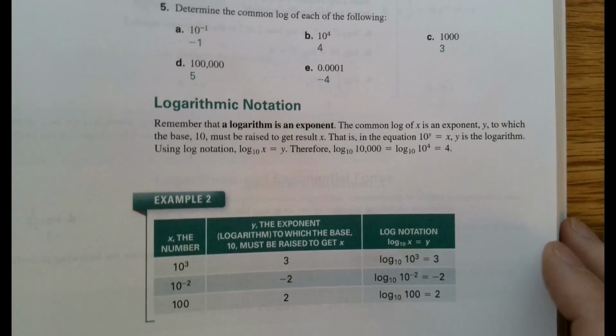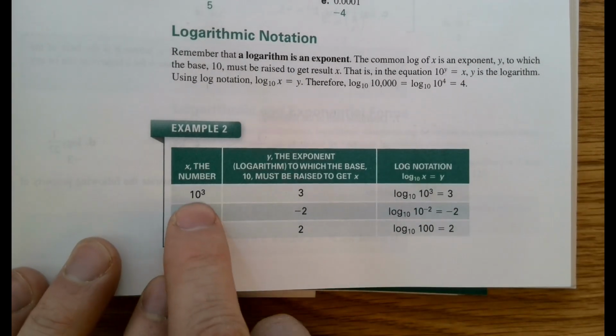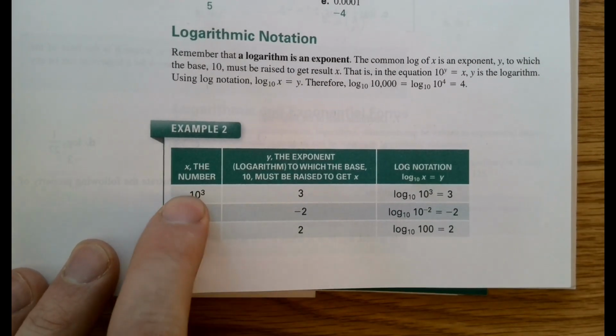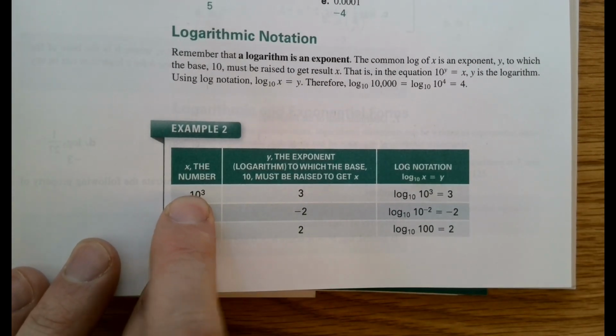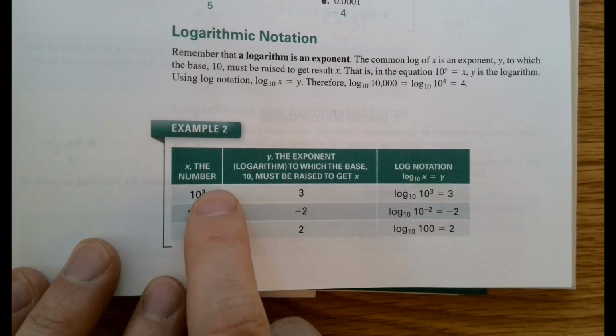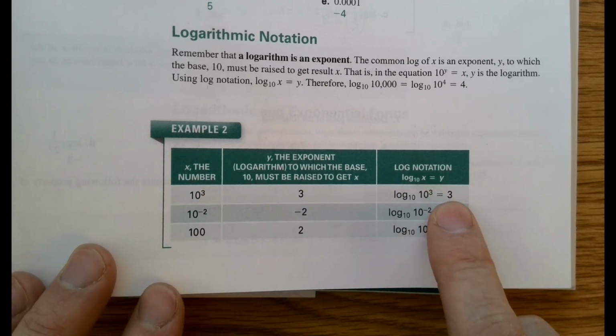So here's a quick example. 10 to the third, its exponent is 3. So the common log of 10 to the third is 3. All right, so let's flip that page. Let's do some nice examples of this.